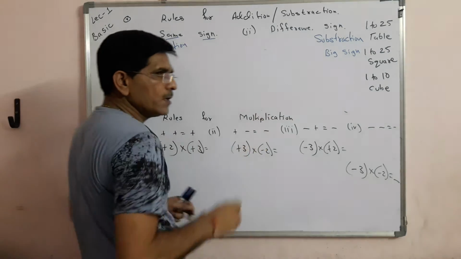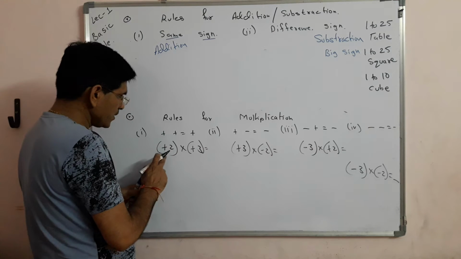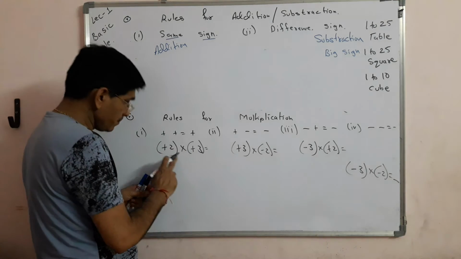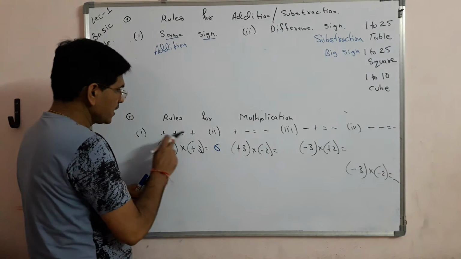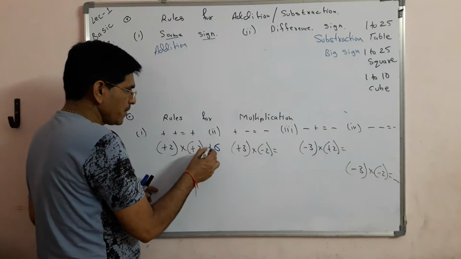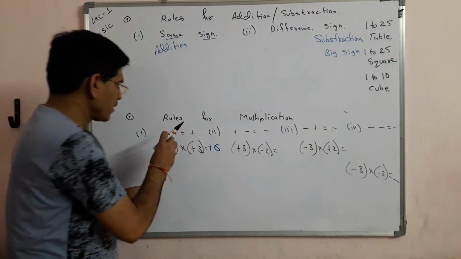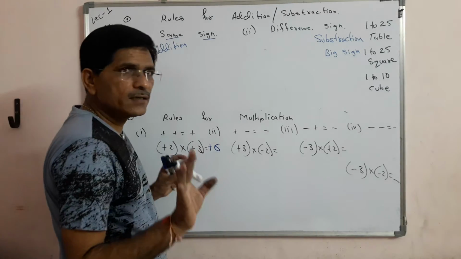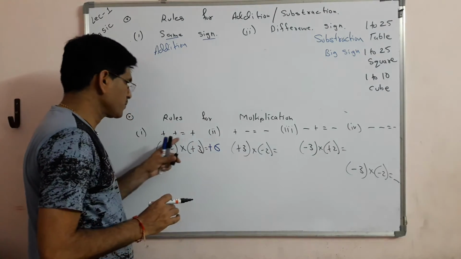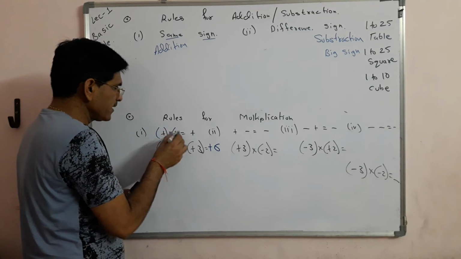Rules for multiplication. Plus plus. So plus 2 multiplied by plus 3, answer is 6. But when plus plus is there, always remember plus sign. So in multiplication, when the sign is plus, no need to change the sign. You will see that plus plus is always plus in multiplication.